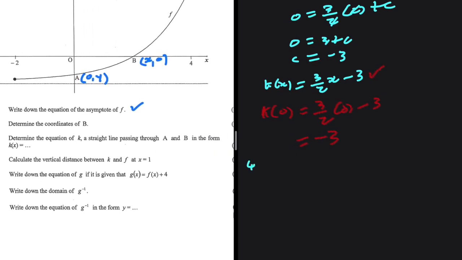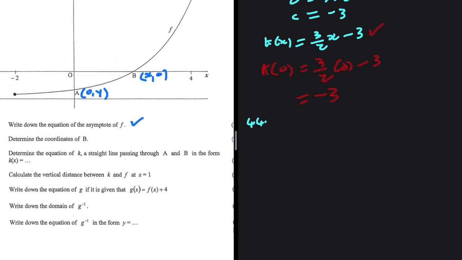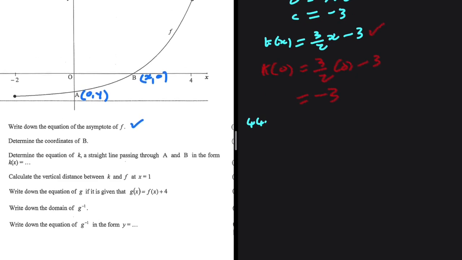In 4.4, we want to calculate the vertical distance between k and f at x equals 1. The vertical distance between k and f. Right, we are looking for the distance, not the displacement. If we're looking for the displacement, it would matter whether we're seeing f of x minus k of x, but if it is the distance, it doesn't matter. Even if we get a negative value, we would just quote it as a positive value, because distance is not a vector, but it is a scalar.